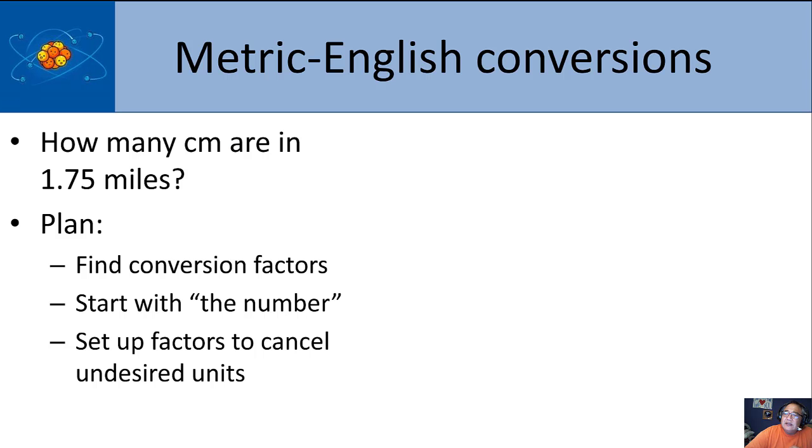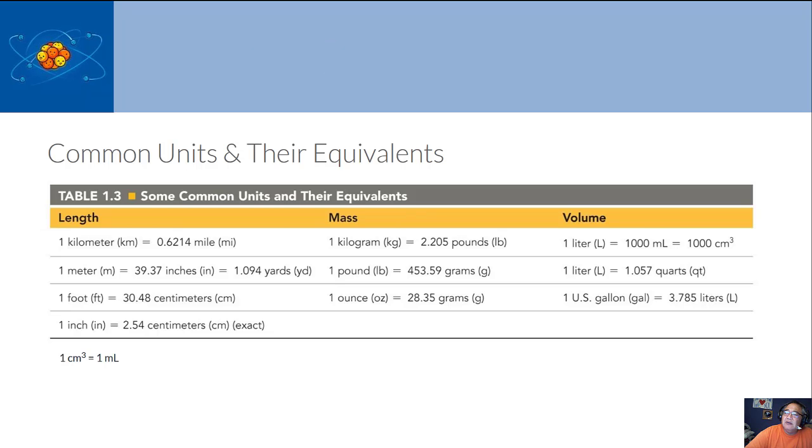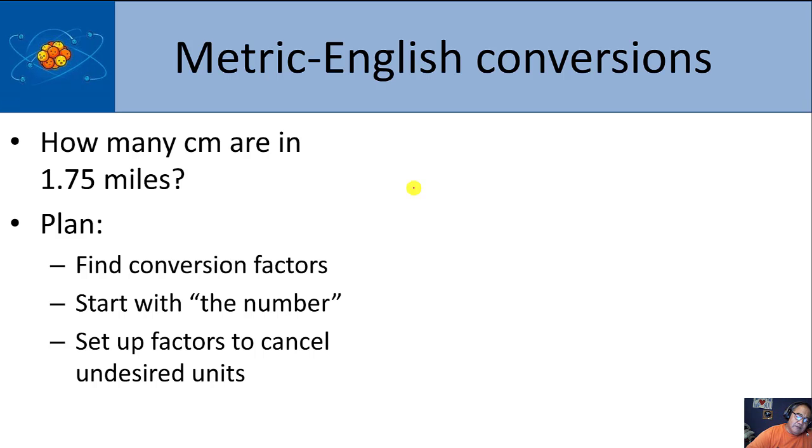So if you go back to this problem, you say 1.75 miles in centimeters, so that's a length, right? So you know you would find that in this column. What we need to do is convert miles to centimeters. Now let's see, what do we have up here for a mile? I have 0.6214 miles is a kilometer. Okay, so I'm going to go back up to here. I'm going to write that down.